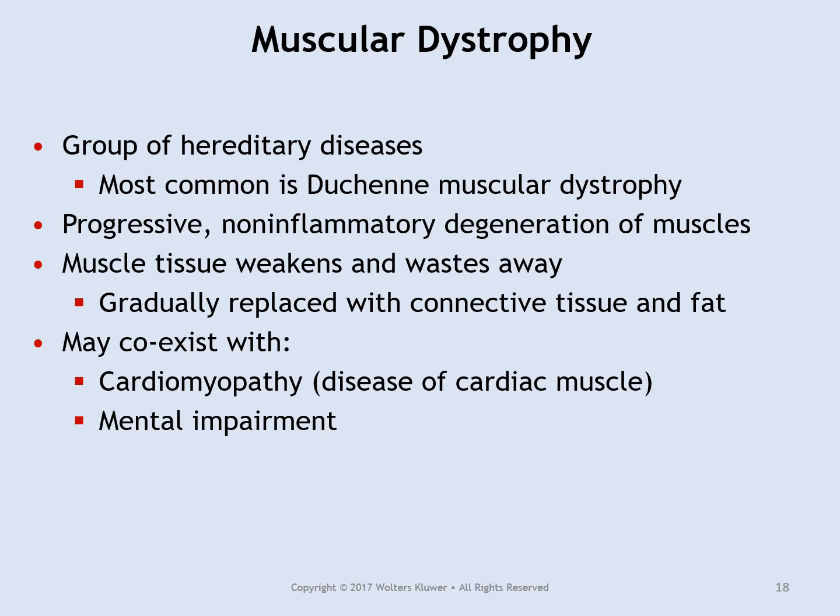So muscular dystrophy is a hereditary disease. Duchenne muscular dystrophy is the most common. It is progressive, and it is a degeneration of muscles. The muscle degenerates and wastes away, and as the muscles waste away, they get replaced with connective tissue and fat. And unfortunately, also cardiomyopathy, because the cardiac muscles get affected.